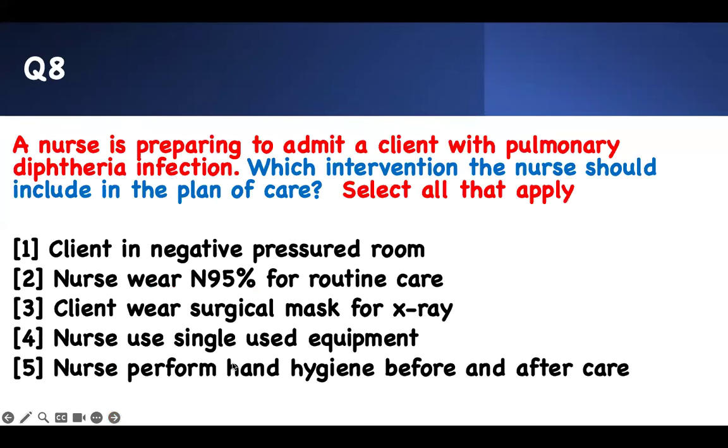And this is preparing to admit the client with pulmonary diphtheria infection. Which intervention should the nurse include in the plan of care? Select and apply. Strategy, strategy, strategy. Select and apply. Intervention. I'm talking about pulmonary diphtheria, right? That's the reason why I put pulmonary. It's a lung problem. What do you have? Droplet precaution, right? I don't need a negative pressure room for droplet.